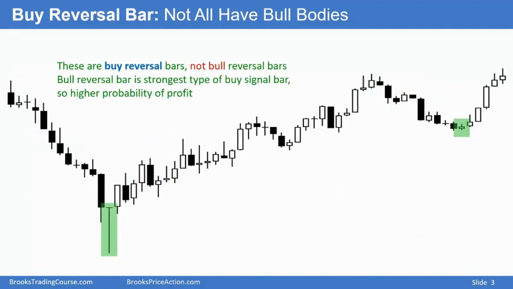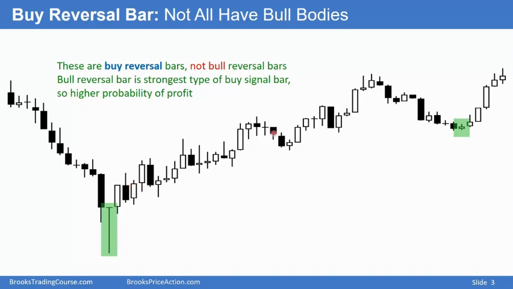Here are some other examples of buy reversal bars that are not bull reversal bars. So we have a bear trend, a little bit climactic here, and then much more climactic here. And the market sold off. And then by the end of the bar, it completely reversed back to where it started. It closed above its midpoint, so it's a buy reversal bar, but it does not have a bull body.